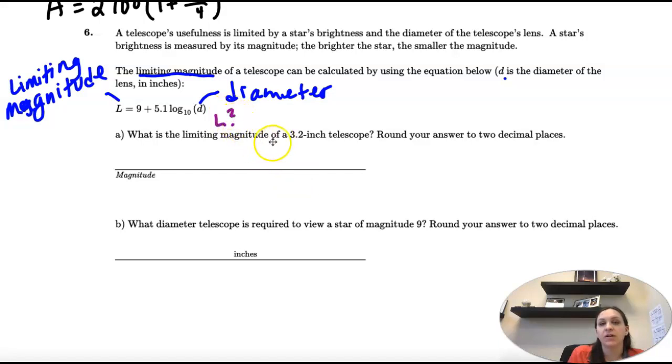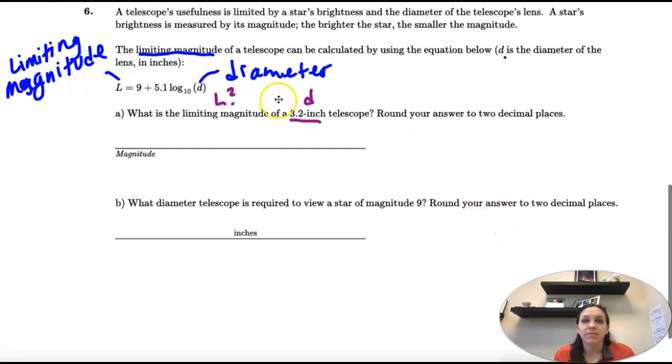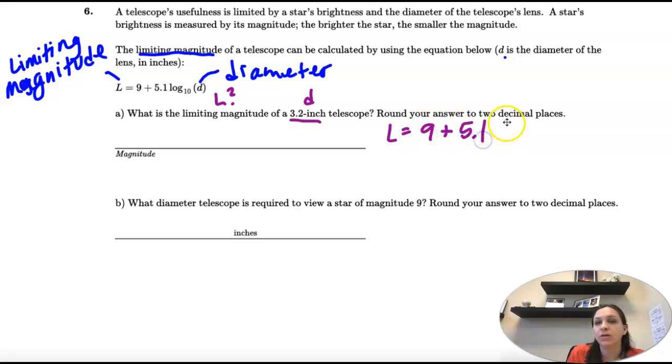What is L of a 3.2 inch telescope? That 3.2 is the diameter. That's how we measure telescopes. Round your answer to 2 decimal places. Okay, so L equals 9 plus 5.1 log base 10 of 3.2. Calculator, that's it.